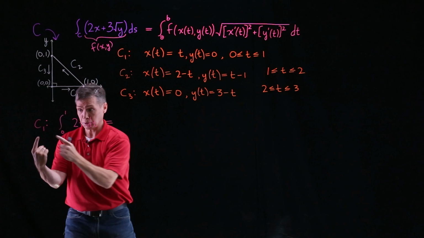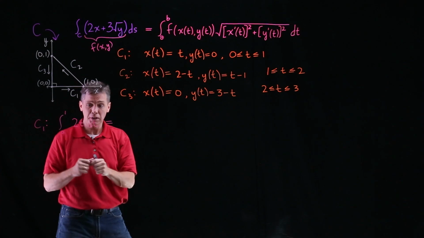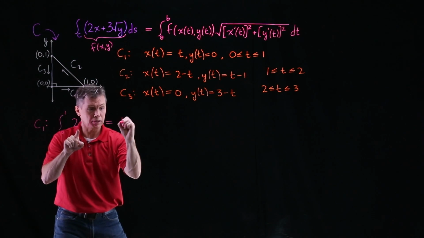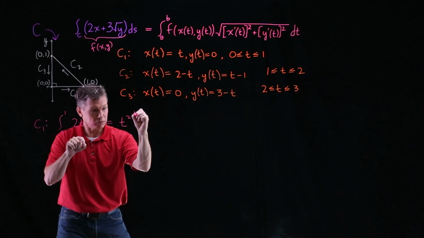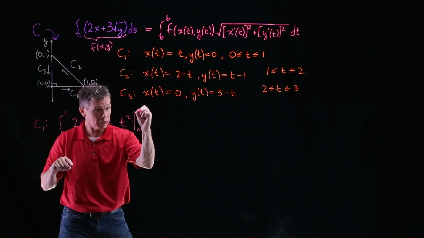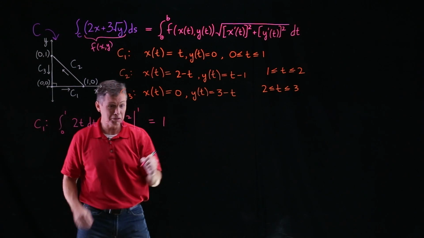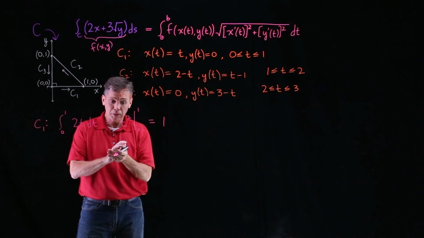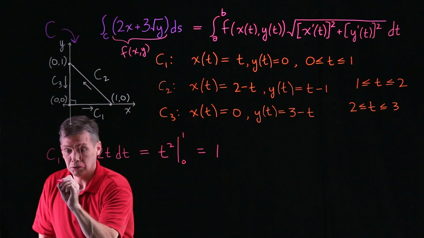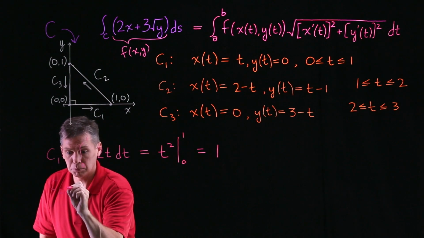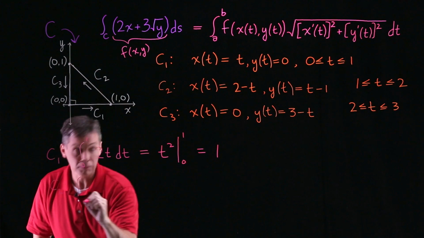Okay, I think I'm actually even going to evaluate that. That's still just the first branch. I'll do the other 2 branches. So this looks like t squared from 0 to 1. You got to love your 0s and 1s. Makes this all easy arithmetic. I get 1.